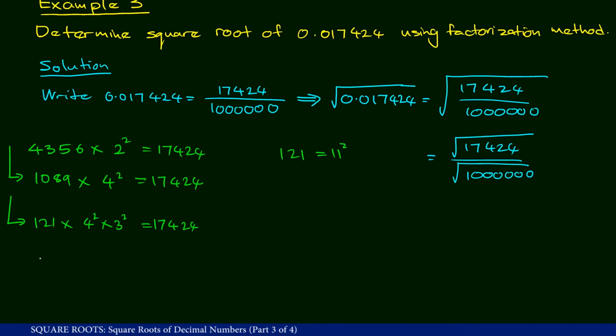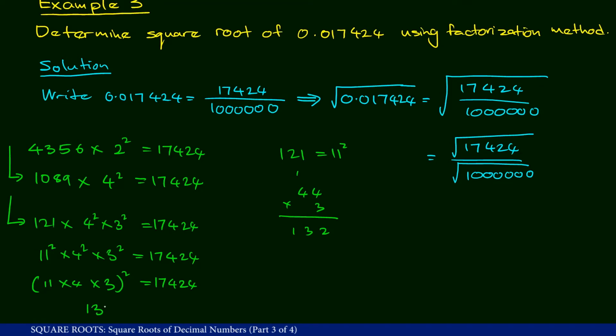So finally, we can conclude that 11 squared times 4 squared times 3 squared is equal to 17,424. So the square root is going to be 11 times 4 times 3. So 11 times 4 is 44. 44 times 3 is equal to what? 44 times 3, that is 12, 12, 13. So that is 132. So 132 squared is equal to 17,424. Okay, let's get back to this.